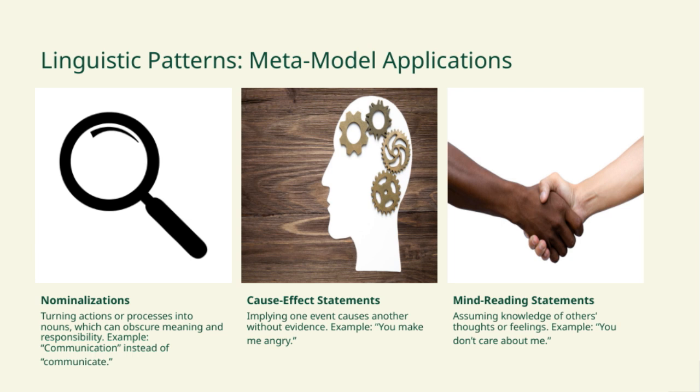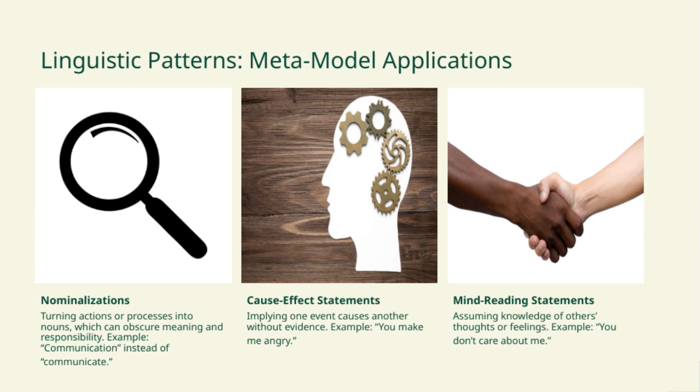These imply that one event directly causes another, such as saying, "You make me angry," without any real proof of that causality. This kind of language can unfairly place blame and oversimplify complex emotional responses. Then there are nominalizations. These are when we turn actions or processes into nouns, like using the word communication instead of saying to communicate. While nominalizations can make language more abstract, they often obscure who's responsible for what or how things actually happen, which can hinder clarity.